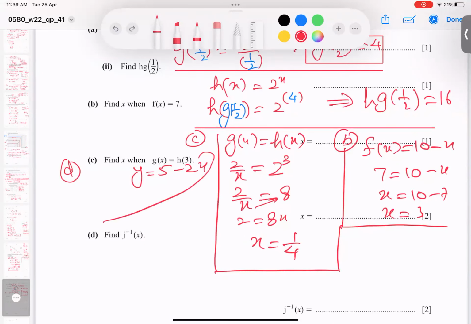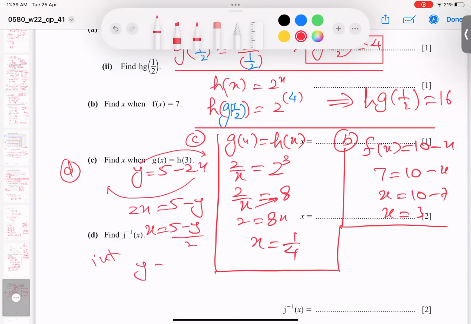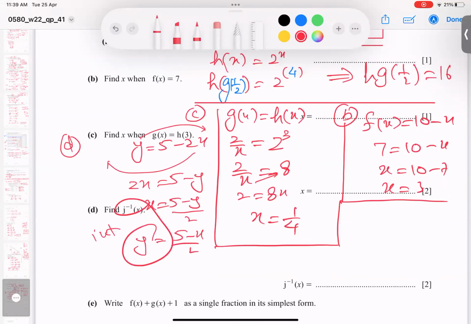Now I'll try to make x the subject, but the problem is x is negative. I'll bring 2x there and y on the other side. So 2x equals 5 minus y. Then divide by 2. Interchanging, x becomes y and y becomes x. Now this y will be replaced by the inverse.